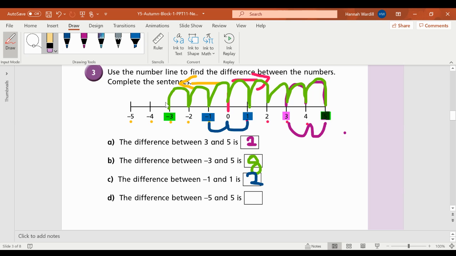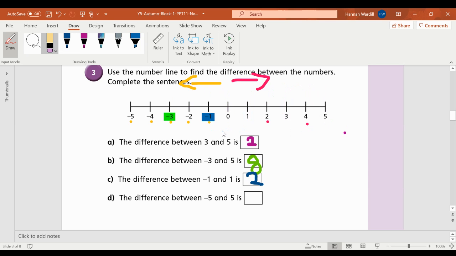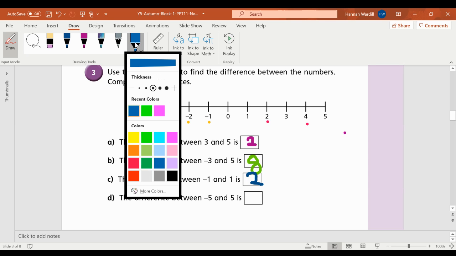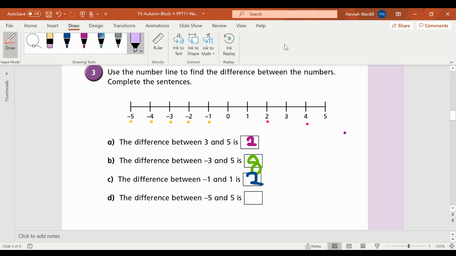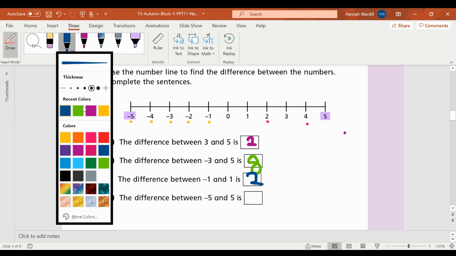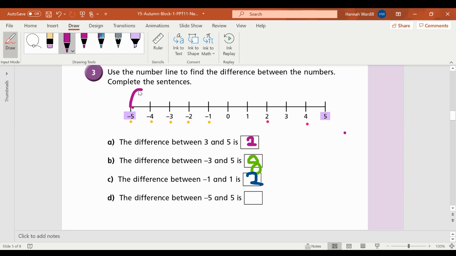And then finally, if I just clear all this so it's easier to see, we are looking for the difference between -5 and 5, sorry. So if we highlight -5, we highlight 5, we need to work out how many. Now you can work out how many you need to get from -5 to 0, which would be 5. We can double check this by doing our jumps. 1, 2, 3, 4, 5.